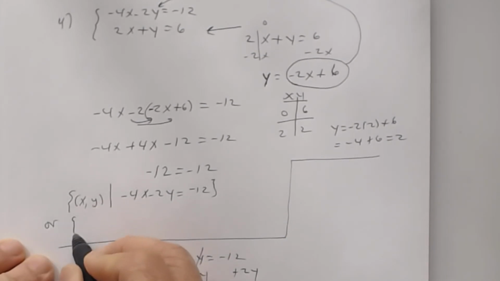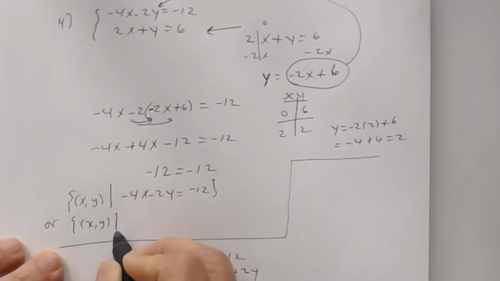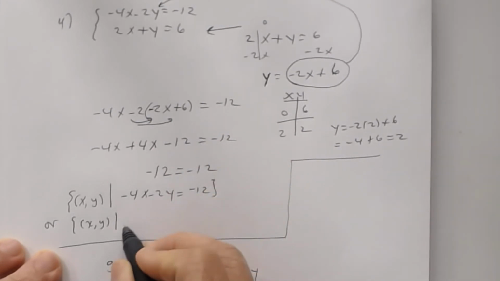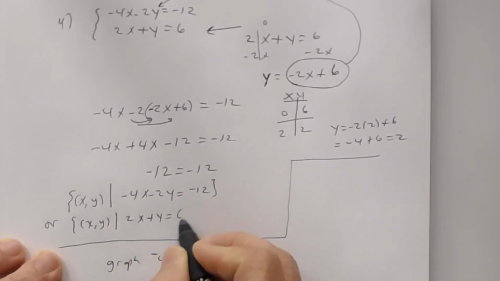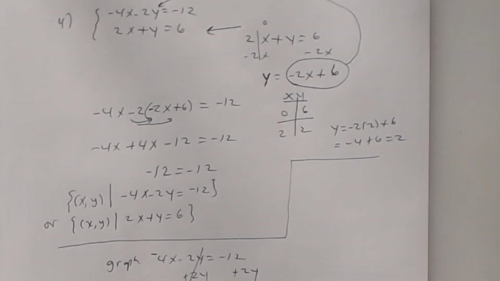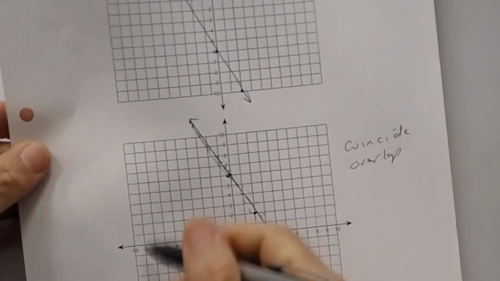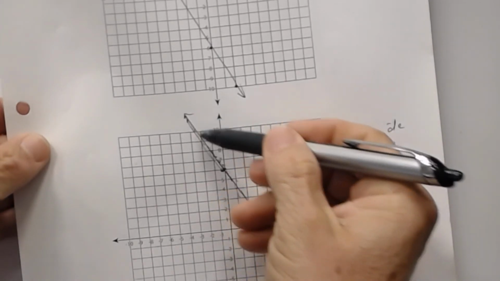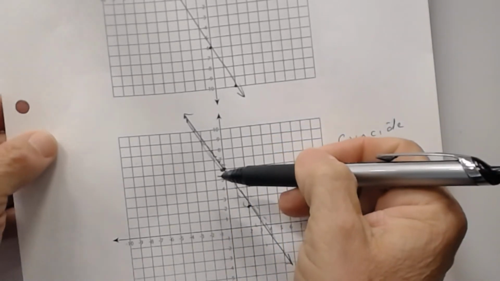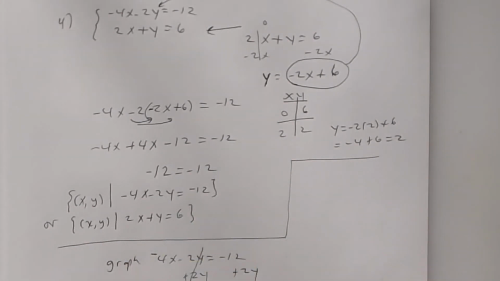Or you could have said the set of ordered pairs x, y, such that, and then do the other one. It does not matter which one. Okay? But you cannot say all real numbers here, because you notice from our discussion that's not true. It's not just any real number. It's only those that lie where? On that line. And all you got to do is just write one of these equations. Doesn't matter which one, just one of them. So you understand how to write a solution for a system that coincides? All right, so that's how you write it.